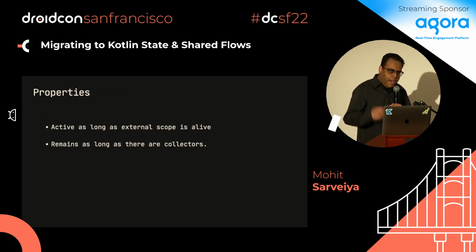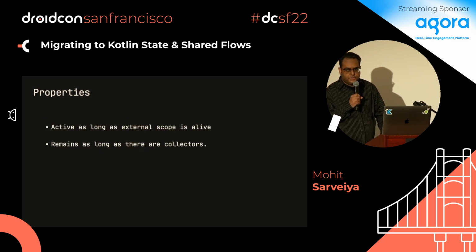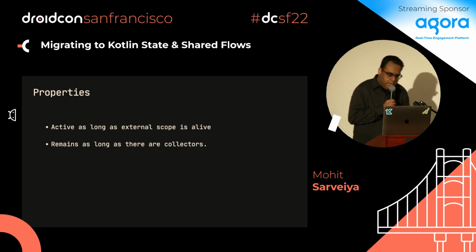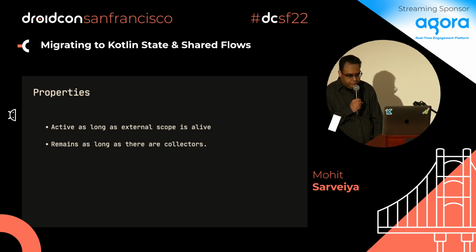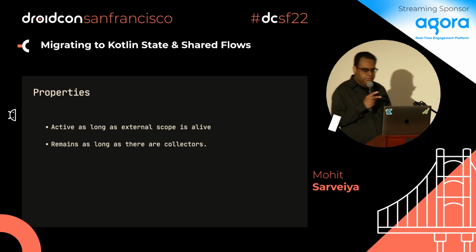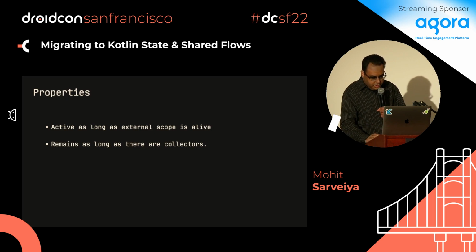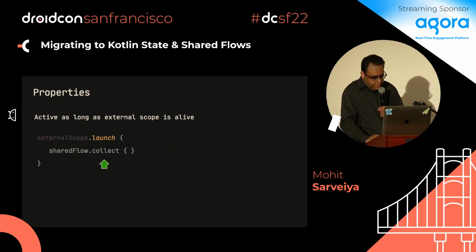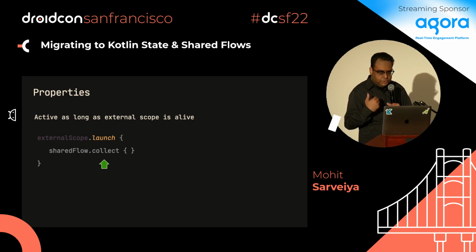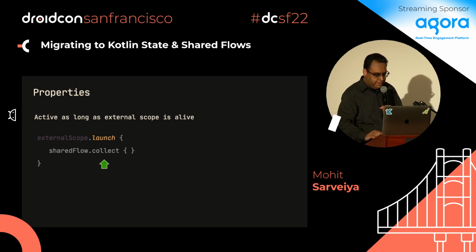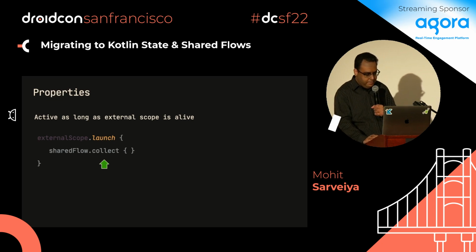There are 2 properties of WhileSubscribed if you were to use that. What it specifies is that this flow is going to be active as long as that external scope is alive. And it's also going to be active as long as you have subscribers. These are two of the properties of it. Let me show you an example of what I mean. Suppose over here I launch a coroutine using this scope, which is listening to the shared flow. It's suspended there because collect is a suspend method. It's going to suspend this coroutine and wait for emissions.